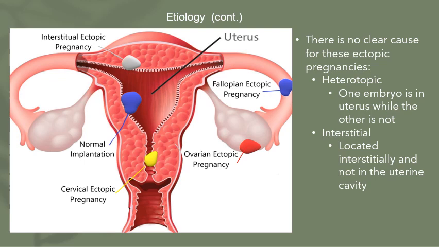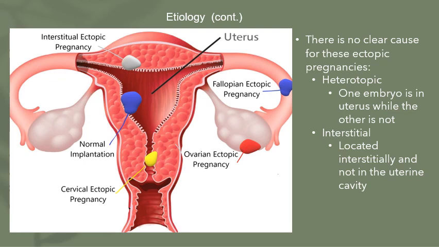Etiology continued. There are two more types of ectopic pregnancies. These are heterotopic and interstitial. We cannot find a clear cause for why these ectopic pregnancies happen, but heterotopic is when there's two embryos. One embryo is a normal pregnancy, and the other one can be a different type of ectopic pregnancy. Interstitial is located interstitially and not in the uterine cavity.